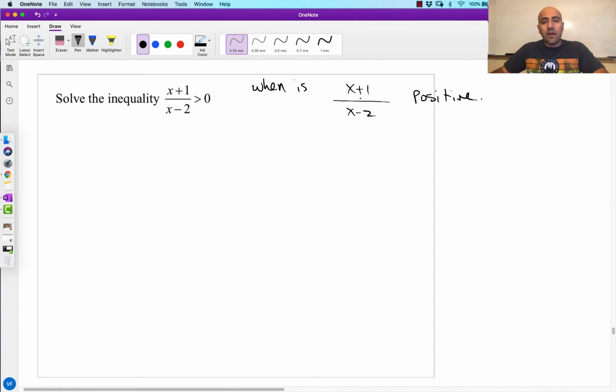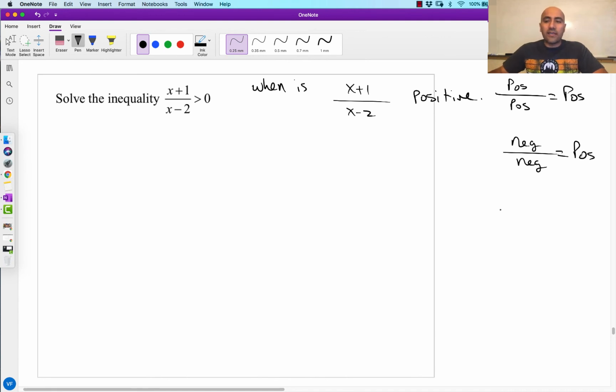Okay, so keep in mind that in order for a fraction to be positive, one of two things has to happen. We could have a positive number divided by another positive number, which will be equal to a positive number. Or, and this is the other trickier one, what if we have a negative number divided by another negative number? That's going to be equal to a positive, right?